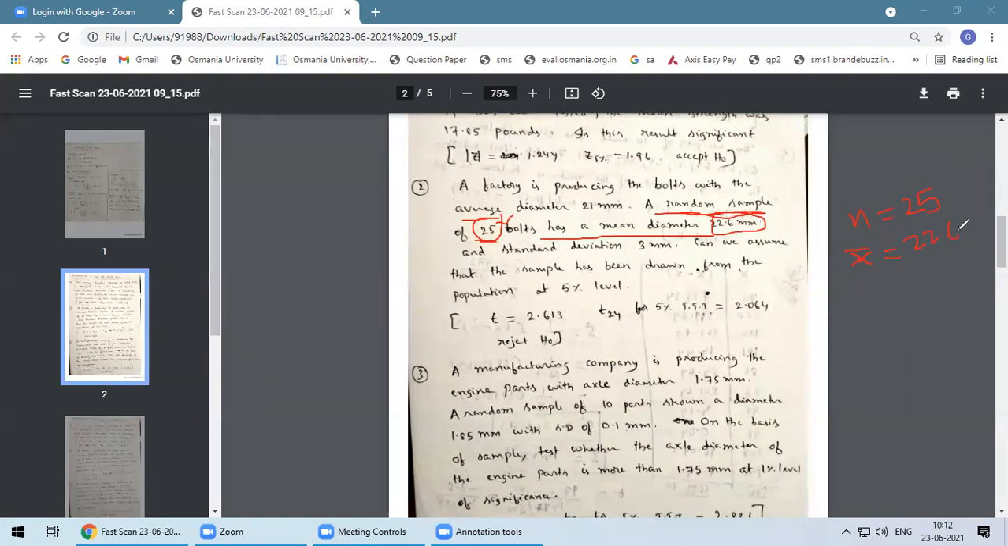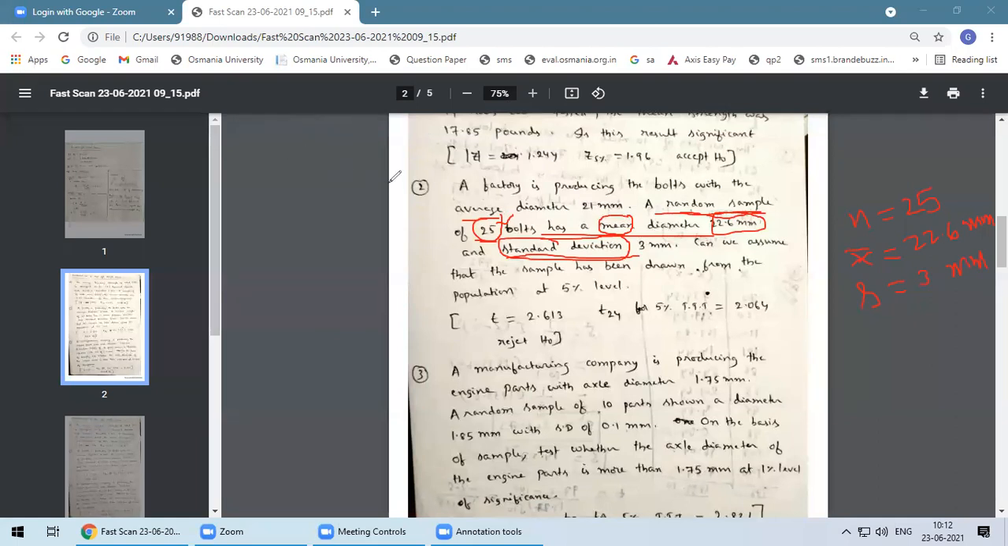Continuing, and a standard deviation. Clearly this is also sample data. Sample mean and sample standard deviation are given. The sample mean is denoted by x bar, and the sample standard deviation is denoted by small s. That means the small s value is given. What is that value? 3 mm. And x bar is 22.6 mm. If you want, you can write mm. And this is 3 mm.